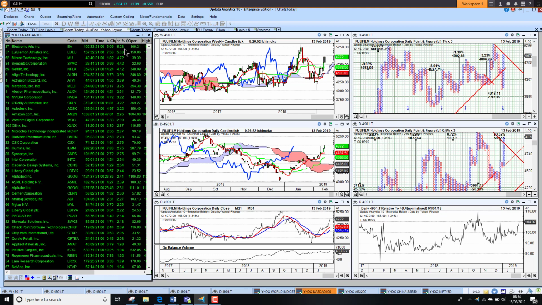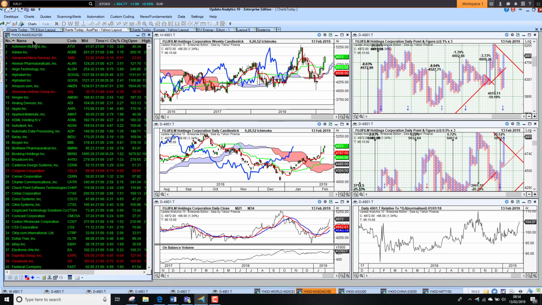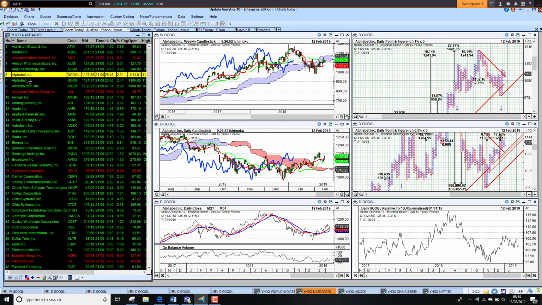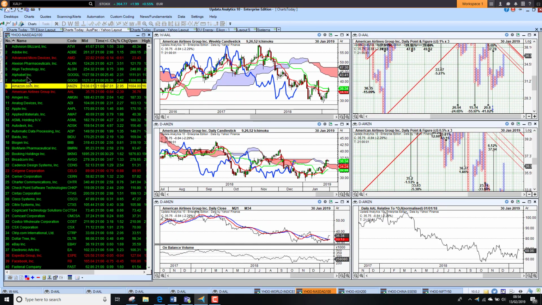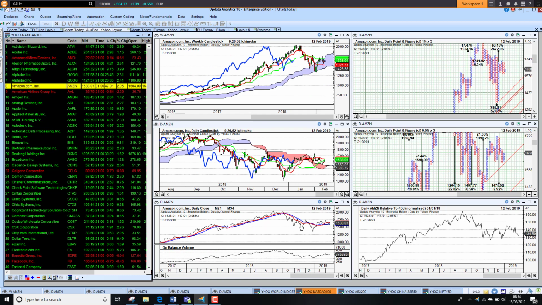So we take a look first of all at the US stocks. Look at the bellwethers. We've got Google up 2.3%, Amazon were up 3%, and so they're starting to look pretty strong.